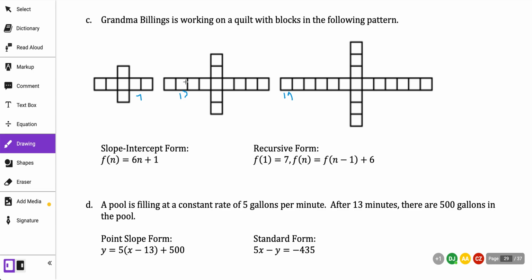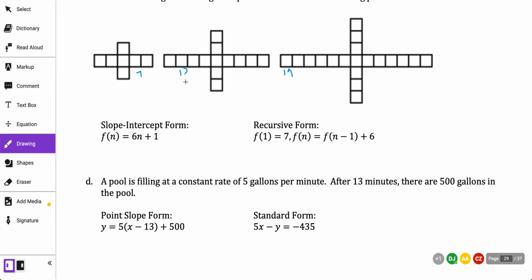And we need to decide, is this better for slope-intercept form or recursive form? And I guess there is an argument for each one, but based off of this, it says we can have an answer of 7, an answer of 13, and then an answer of 19. So based off that, I would actually choose recursive because it's saying to get to the next term, I need to add 6 to the previous.